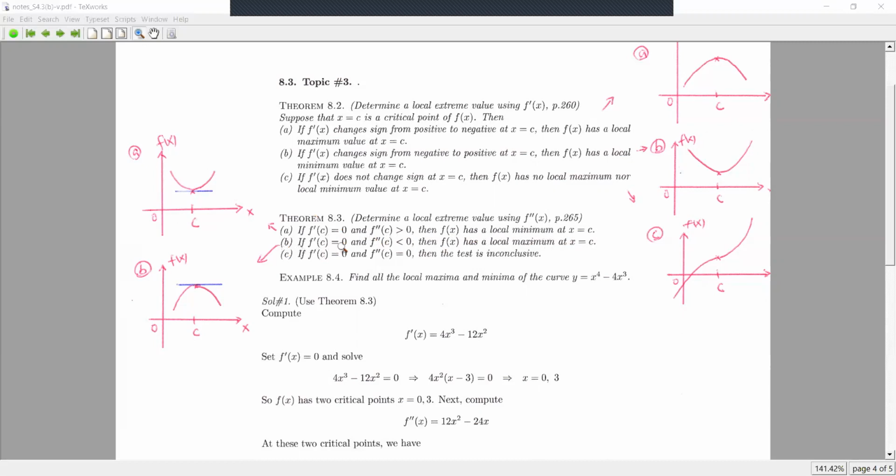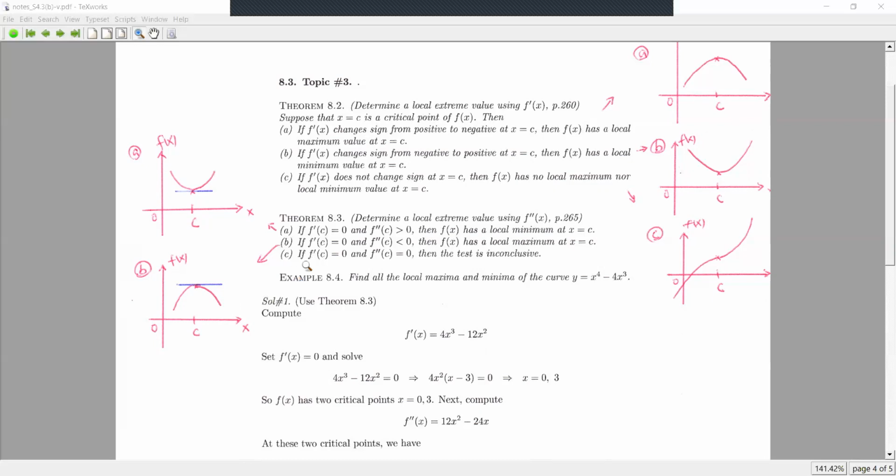If the derivative is 0 at the point C, the tangent line is horizontal. And the second derivative at the point C is less than 0. Second derivative less than 0, the graph of the function is concave down. So this condition says that at the point C, the graph of f is concave down. Therefore, the function f has a local maximum at the point C, in this case.